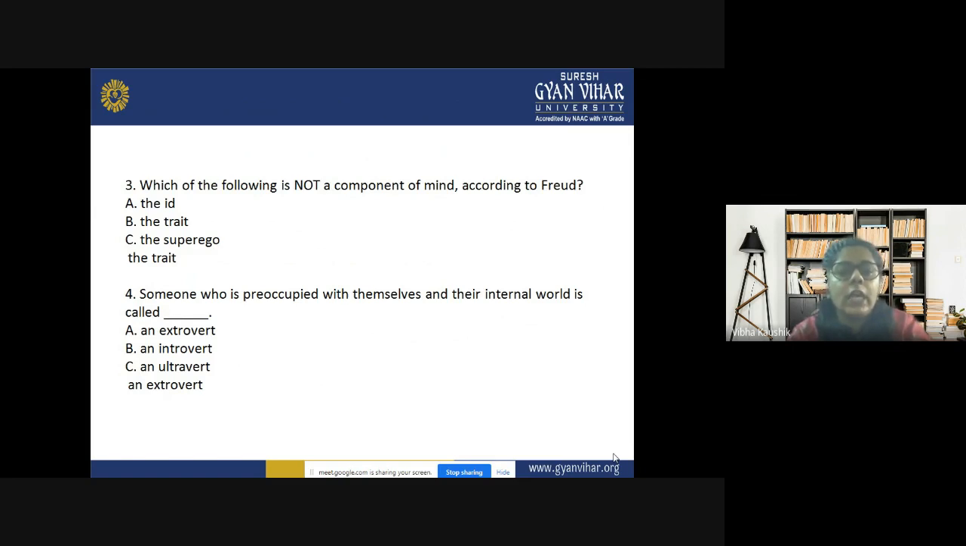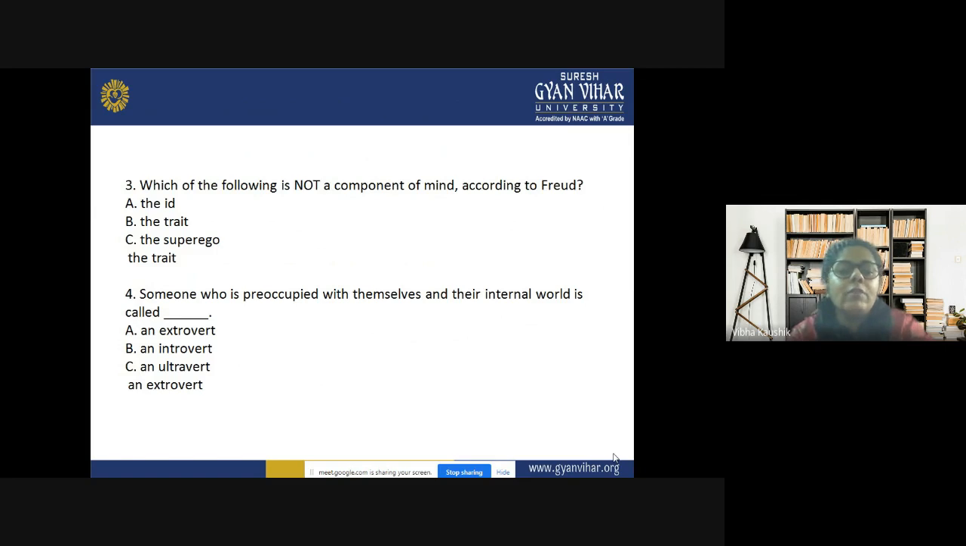Now the options are A, the id, B, the trait, or C, the superego. Which is not a component of mind? Students, these are the options. Now you have to select the correct answer on the basis of the given choices. The correct answer will be option B, that is the trait. When we are talking about the Freud's components of mind, he had said the id, the ego and the superego. The trait is not included in that component of mind.